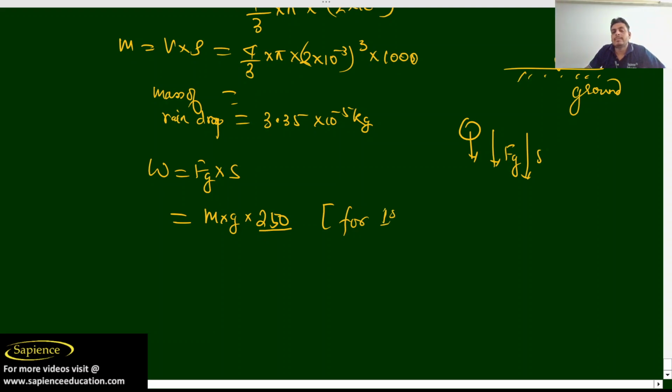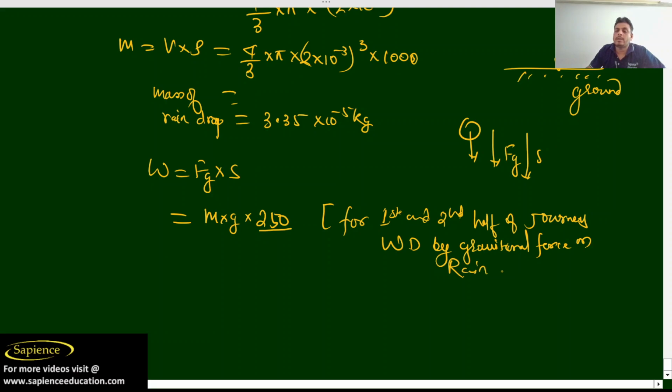So for the first and second half of the journey, the work done by the gravitational force on the raindrop: if you put this value, 3.35 into 10 power minus 5, into gravity, which has the value 9.8, into 250, what you will get is work done equal to 0.082 joule for each half.